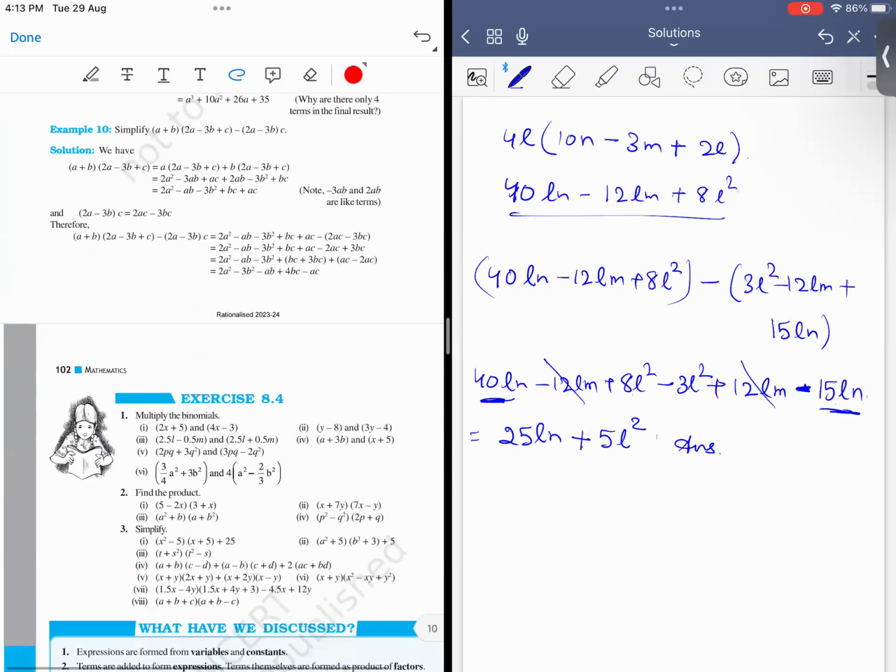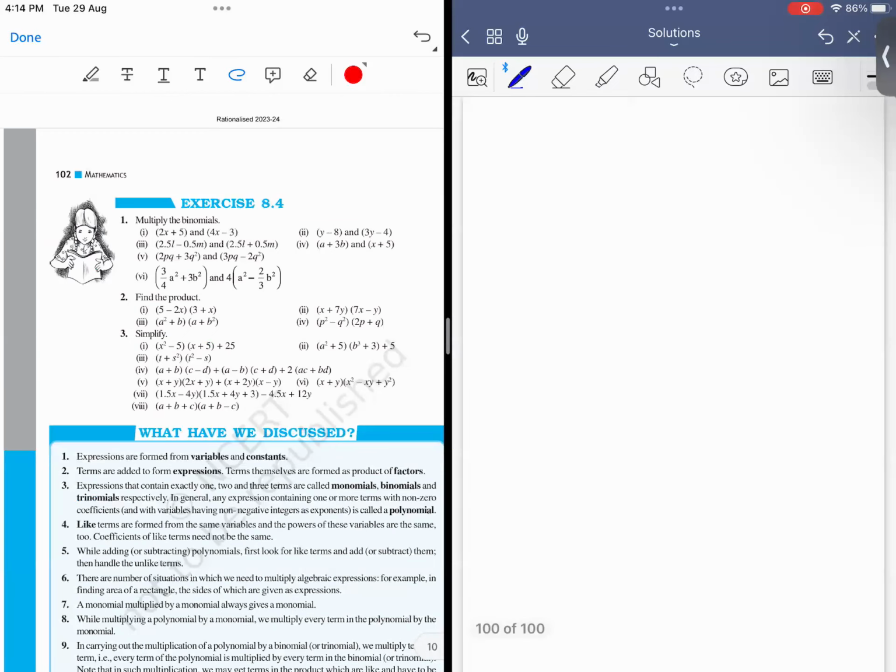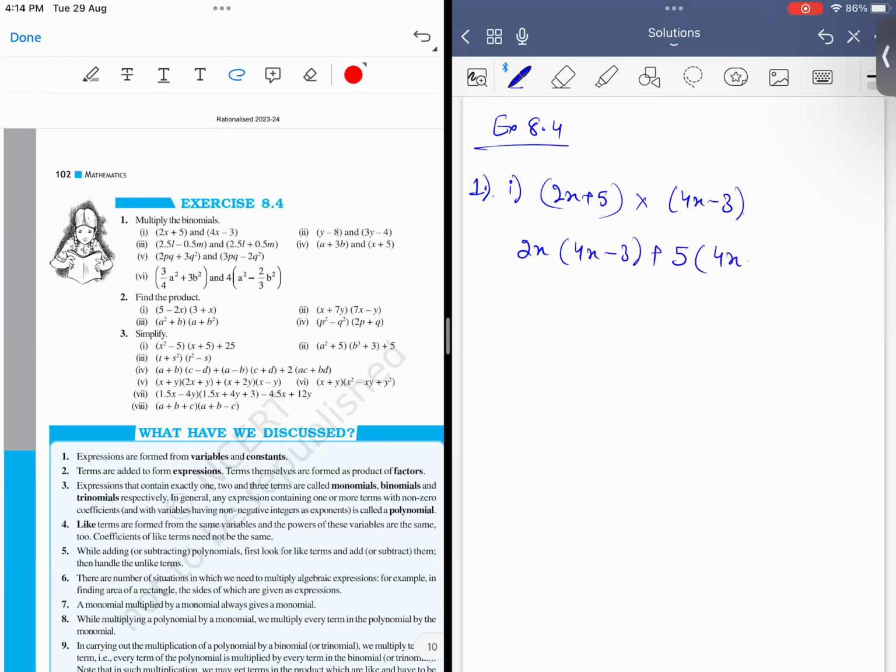Now next exercise, which is 8.4. Okay, so in the 8.4 exercise, question 1 says multiply the binomials. So the two binomials are given. So see how we multiply. So 2x plus 5 multiplied by 4x minus 3. So each of the terms of the first binomial will be multiplied to each of the terms of the second binomial. That is 2x multiplied by 4x minus 3 plus 5 multiplied to 4x minus 3.